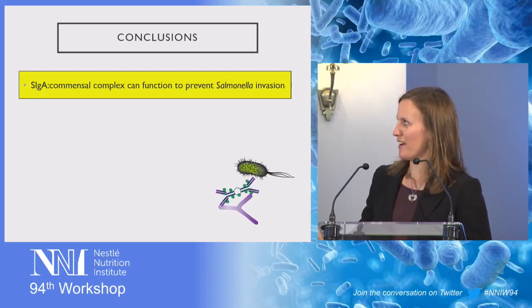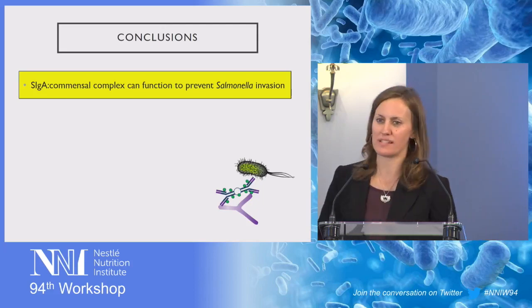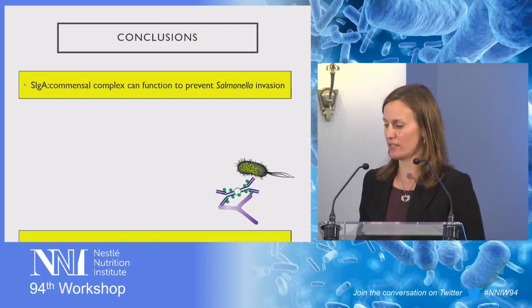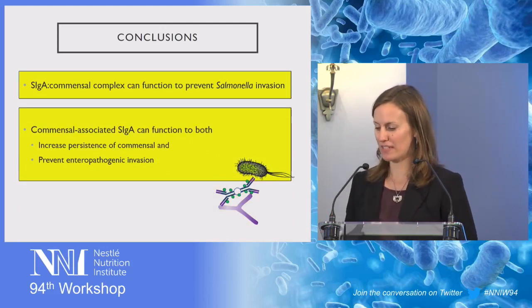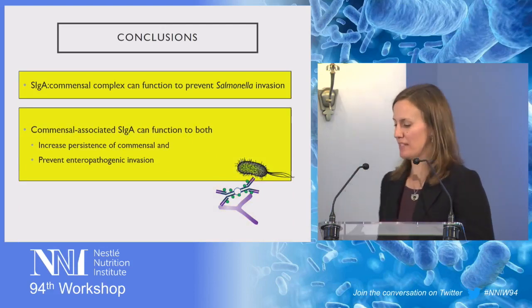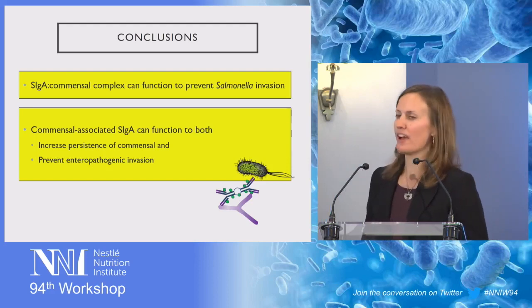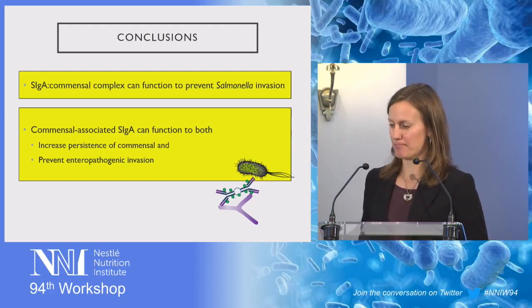So again, this idea of the function of this complex, we certainly can see that it was functional in preventing enteric invasion. And then overall, the concept of this function is to increase the persistence of the commensal bacteria and perhaps prevent other enteropathogenic infections.